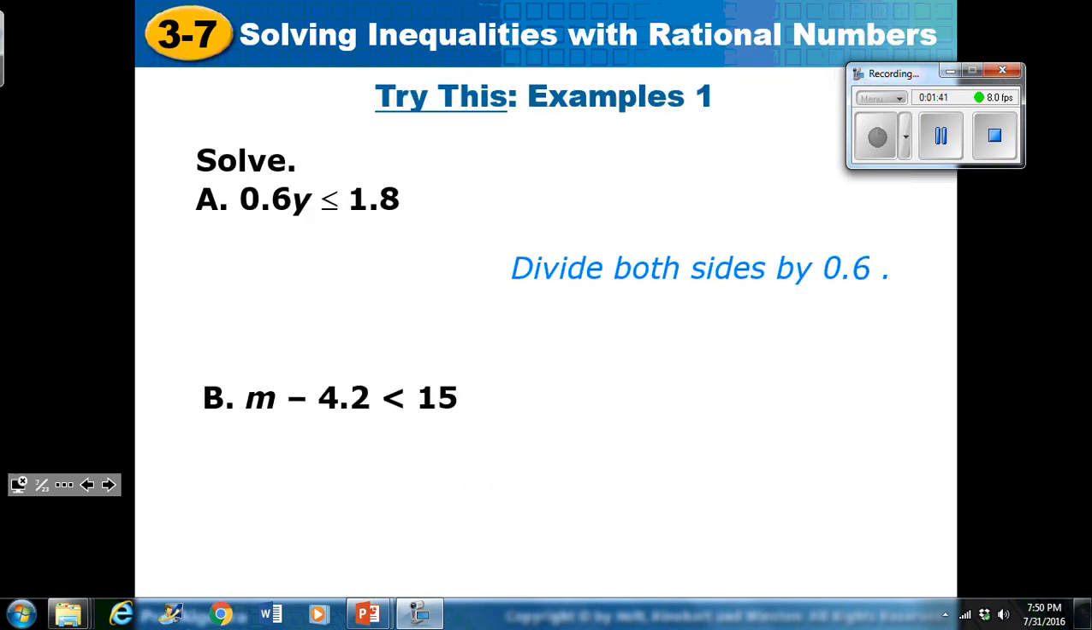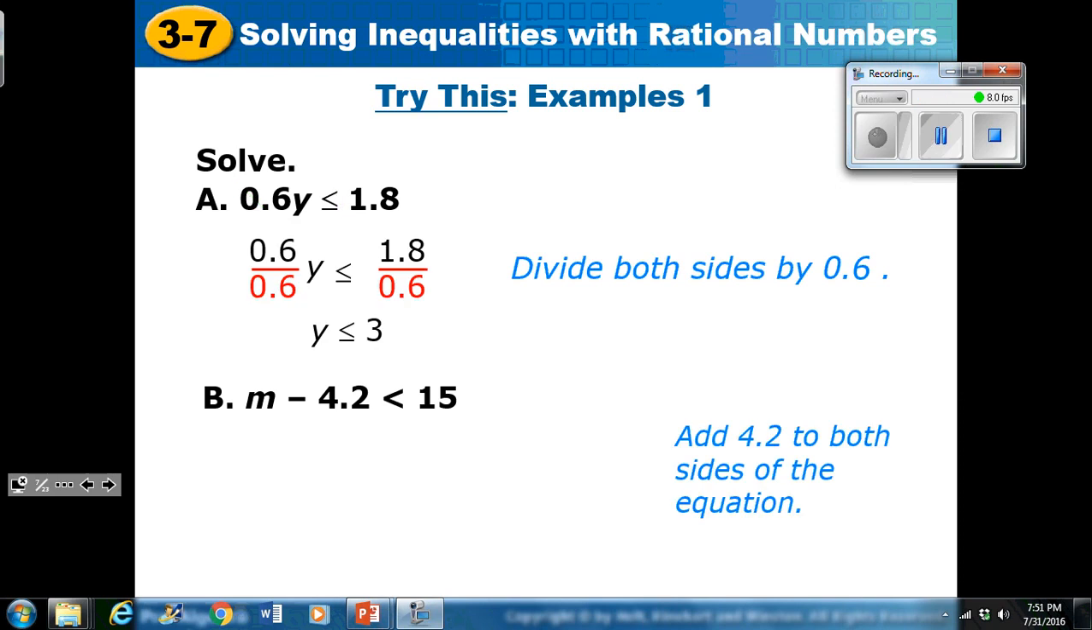And our next problem, y has been multiplied by 0.6, so we're going to divide both sides by 0.6. This cancels down to 1, or 1y, which is just y. Copy your is less than or equal to, and then you have to evaluate 1.8 divided by 0.6, and that equals 3. So y is less than or equal to 3. Problem B, we need to add 4.2 to both sides. This cancels out, leaving us m is less than, we can add that up, 19.2.